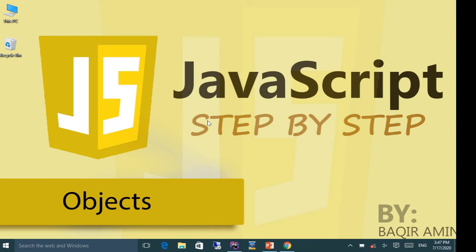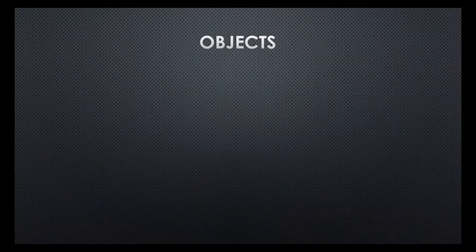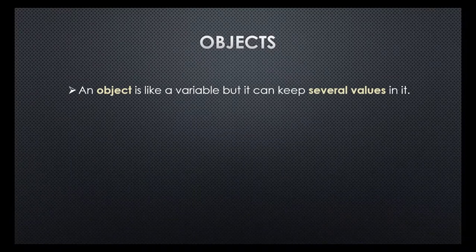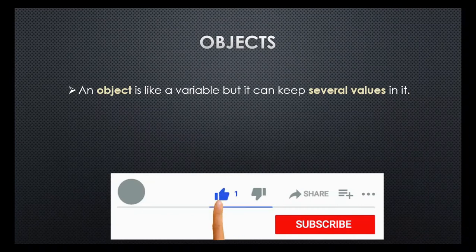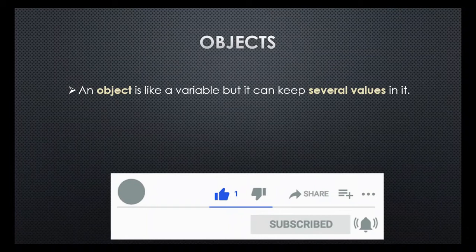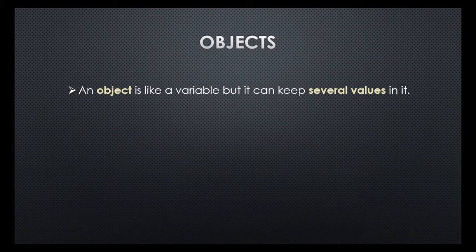So today in this session we will learn about objects. What are objects? We have already learned about variables in JavaScript. There is a problem with variables: any variable can only keep one value in itself. Sometimes we need to pass as many values as needed, and a variable cannot answer this. That's why objects come in. Using an object you can pass as many values as you want.